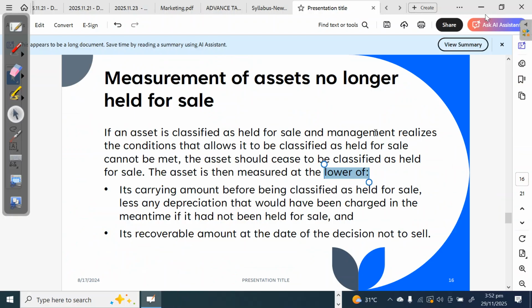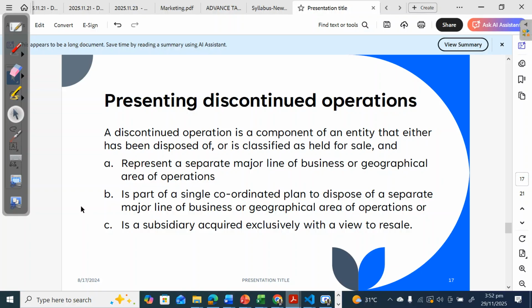Okay, so this is how we treat non-current assets no longer held for sale. All right. Okay, let's look at discontinued operations.